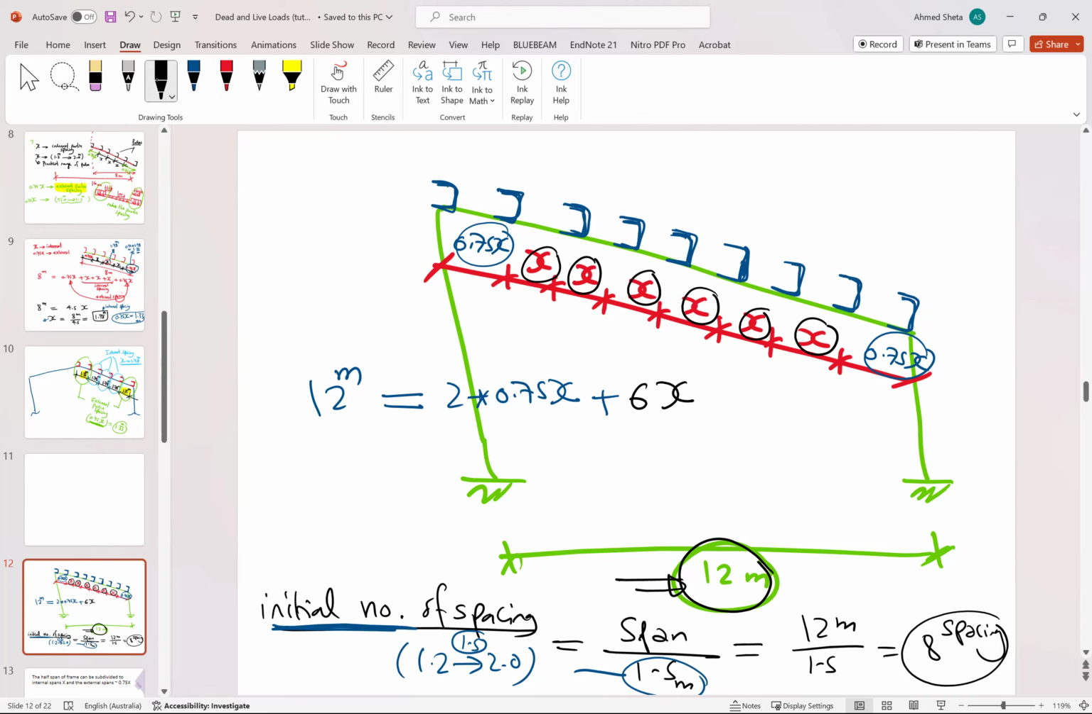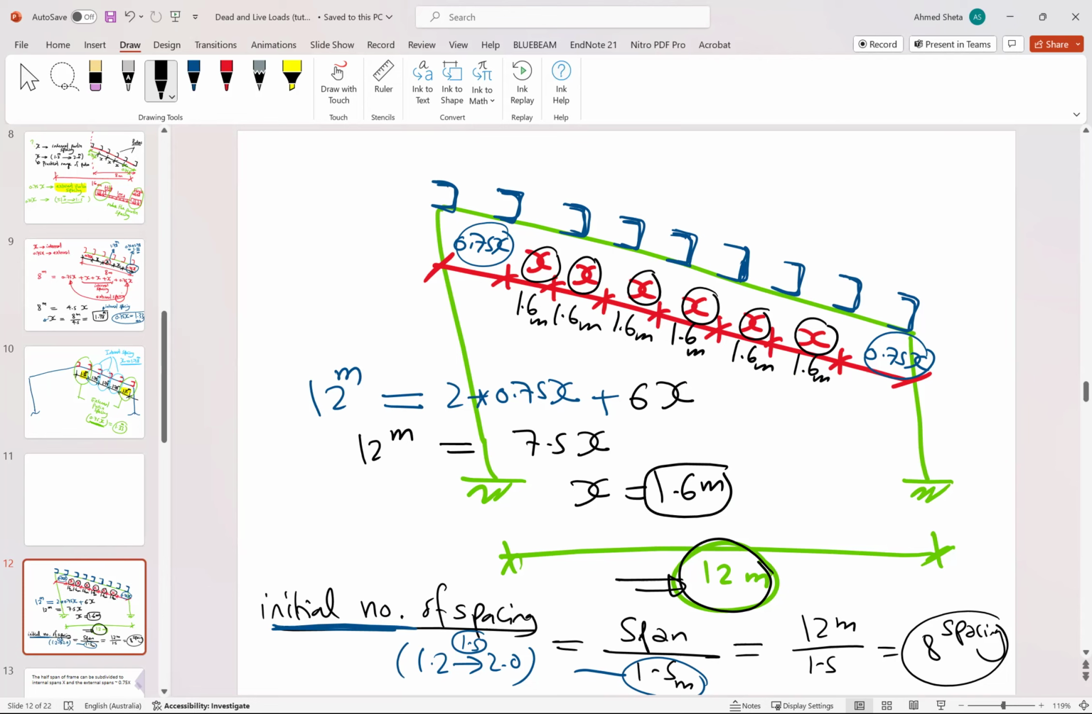Okay. Thank you, Nadia, and thank you, Harminder, for participating in the answers. So we will have 12 meter equal to 7.5x. So x will be 12 over 7.5, so it will be 1.6 meter. So x in this case is 1.6 meter. So how much is the external spacing? The external spacing will be 0.75x, 0.75 of 1.6, equal to 1.2 meter.